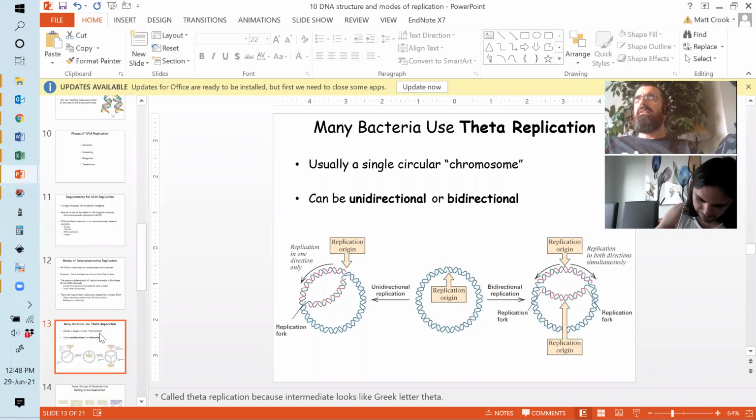So in bacteria, most bacteria use theta replication. I'm not sure of any which don't, but I'm also not a microbiologist, or at least a bacteriologist. And it really depends on which bacteria we're talking about, whether we're going to have bidirectional or unidirectional replication. Unidirectional is really just one replication fork. For bacteria or circular DNA, there's always only one origin of replication.